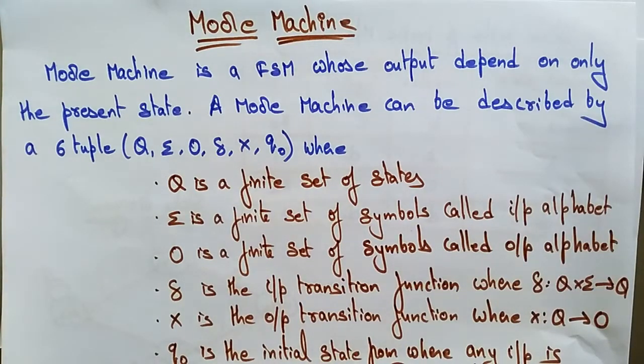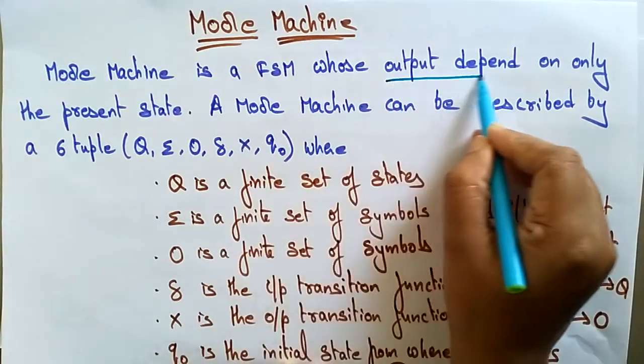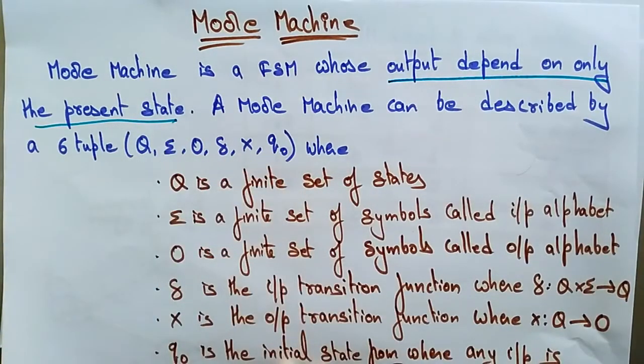The main difference between the Moore machine and the Mealy machine is, just recall the Mealy machine. There the output depends upon the present state as well as the present input. But in the Moore machine, the output depends on only the present state. Okay, it depends only on the present state, not on the present input. But in the Mealy machine, the output depends on the present state as well as the present input.